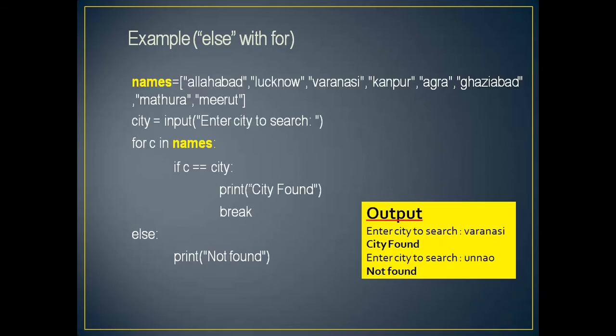Now with the for loop also you can see here, there is a list of names: Allahabad, Lucknow, Varanasi, Kanpur, Agra, Ghaziabad, Mathura, Meerut. A certain list of names, strings. City equals input, enter city to search. So you are going to enter a city here. For c in names, if the entered city is present in the elements here, like maybe Allahabad, then it will print the message city found and comes out. When it comes out with break here, then else will not be executed.